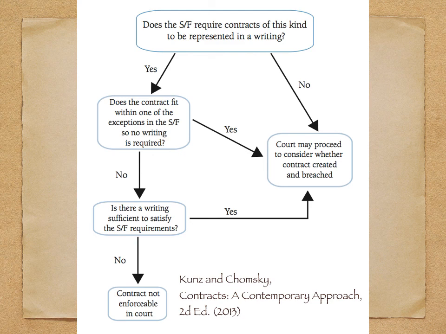offer, acceptance, consideration, and the lack of any defenses before we can even be sure we actually have a contract. In addition, if the contract falls within the statute of frauds and is not subject to an exemption thereto, we have to look for a writing that satisfies the statute of frauds. If we don't have such a writing, the contract is not enforceable unless we can apply an equitable doctrine.